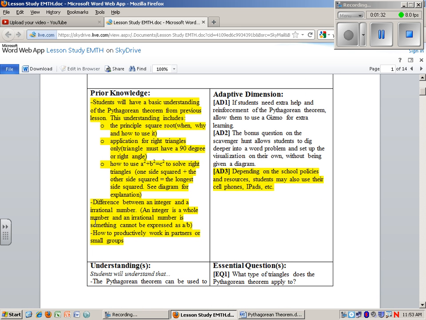They also need to know the difference between an integer and an irrational number. And also an important part is that they would need to know before how to productively work in partners or small groups, because that's a large aspect of the scavenger hunt, being able to work cooperatively with other students. As well, we kept our adaptive dimensions basically the same, except we did add one in that depending on the school policies, students may also be able to use their cell phones or iPads for the activity. Instead of having to use a camera, they could take their pictures with their cell phones, upload them onto the computer that way, or even with their iPads.